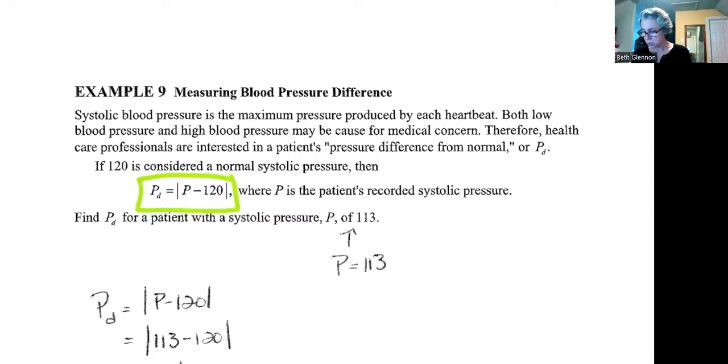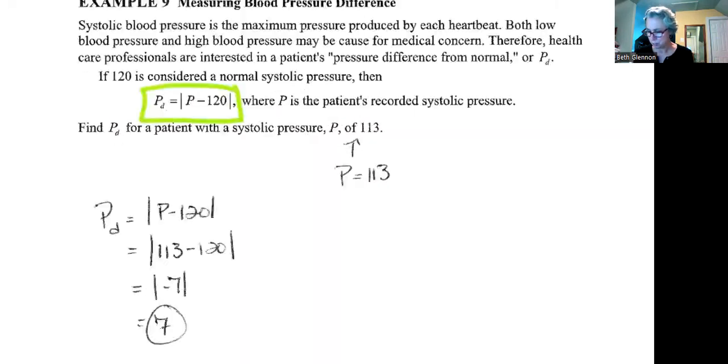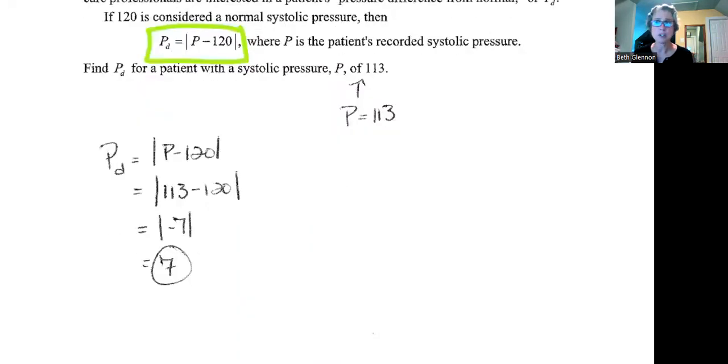So what we're going to do is just substitute the value of 113 in there. Really not a difficult question. You're going to use your absolute value. How far away is that from 0 on the number line? -7 is 7 spaces. So therefore, your answer is 7.